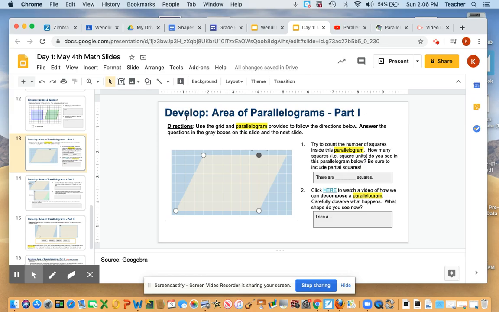Slide number 13. Develop area of parallelograms part 1. Directions. Use the grid and parallelogram provided to follow the directions below. Answer the questions in the gray boxes on this slide and the next slide.